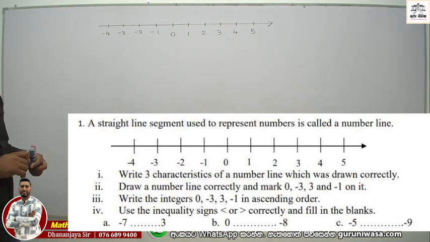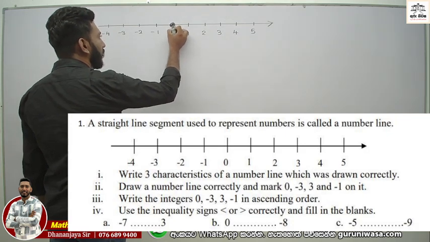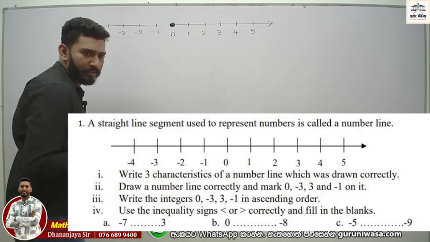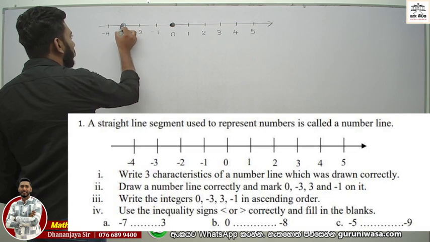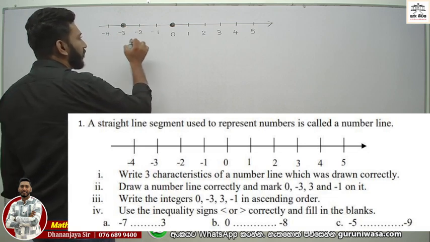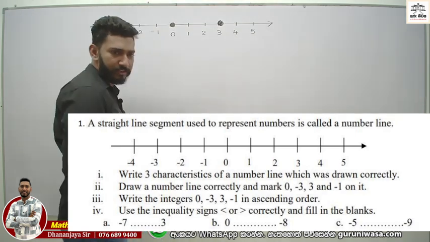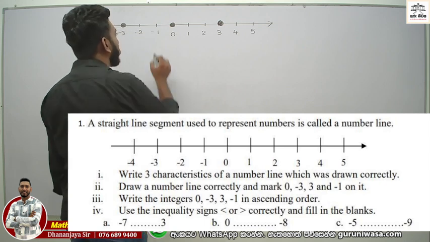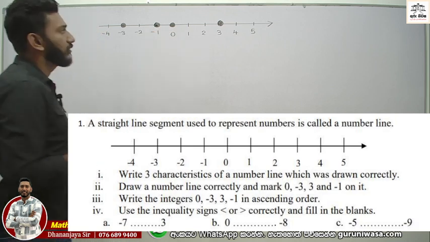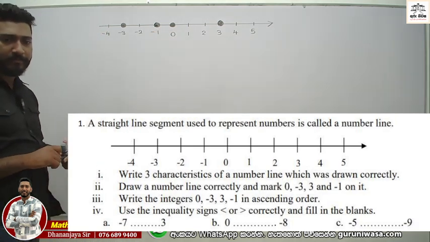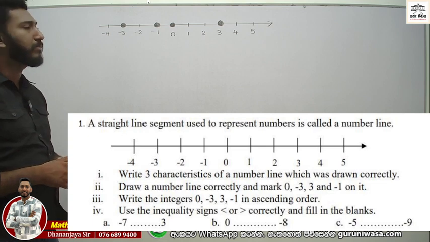Now you have to mark. How to mark? 0. This is a 0. And minus 3. Here is a minus 3. As well as a plus 3. As well as a minus 1. Right. Then write the integers here: 0, minus 3, 3 and minus 1.